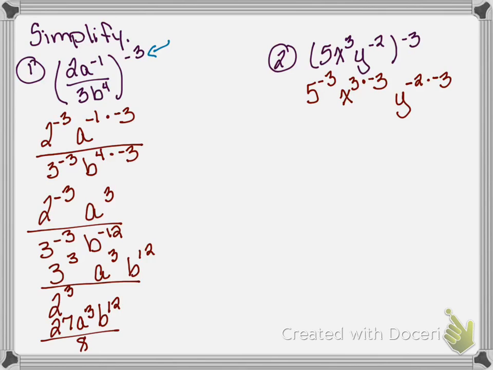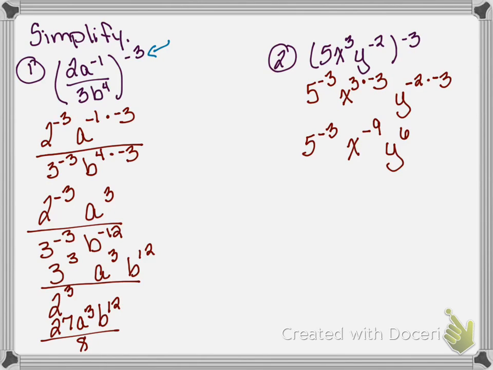Okay? So I'm going to do an extra step here. I've got 5 to the -3. What is 3 times -3? Good. So I have x to the -9th. Okay. Then I have -2 times -3. So I have y to the 6th.